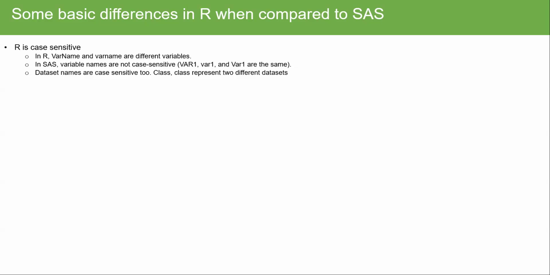So dataset names are case sensitive too. For example, Class with a capital C and class with a small case c represent two different datasets. So they do not represent the same thing like in SAS.